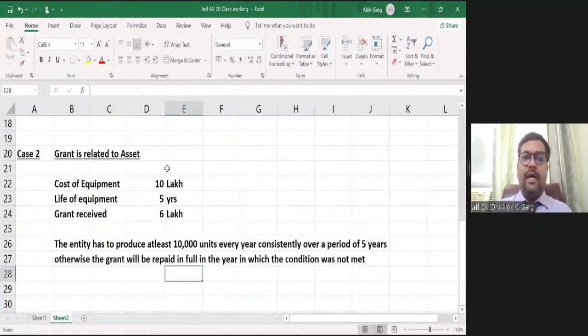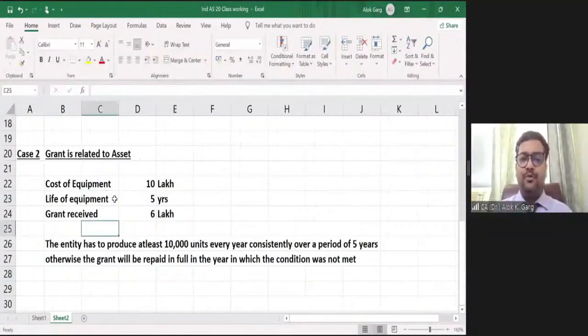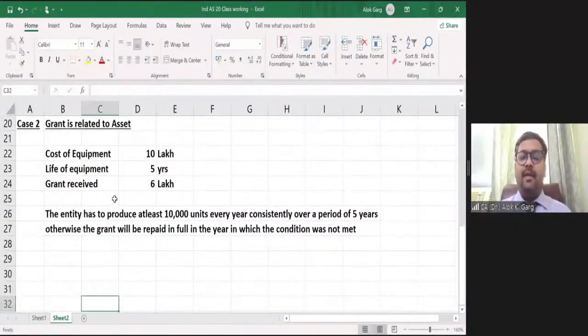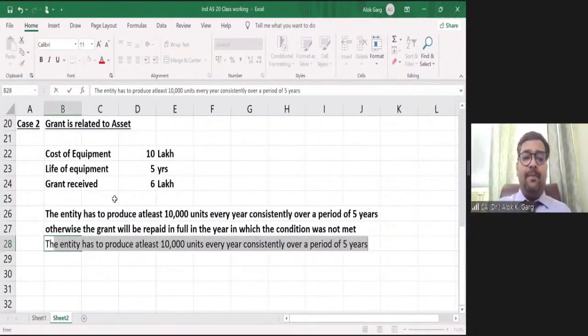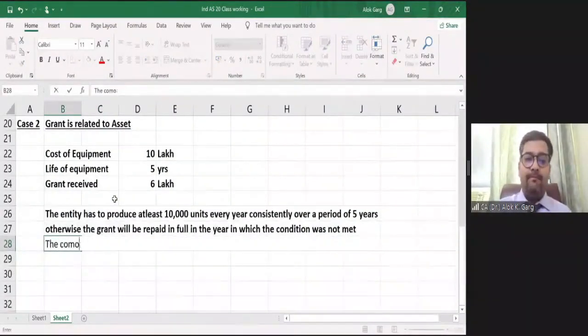I hope you have understood this question, and you are a bit comfortable about this particular case study. So the cost of equipment is 10 lakh, the life of equipment is 5 years, the grant received is 6 lakh. And the company has defaulted in the third year.